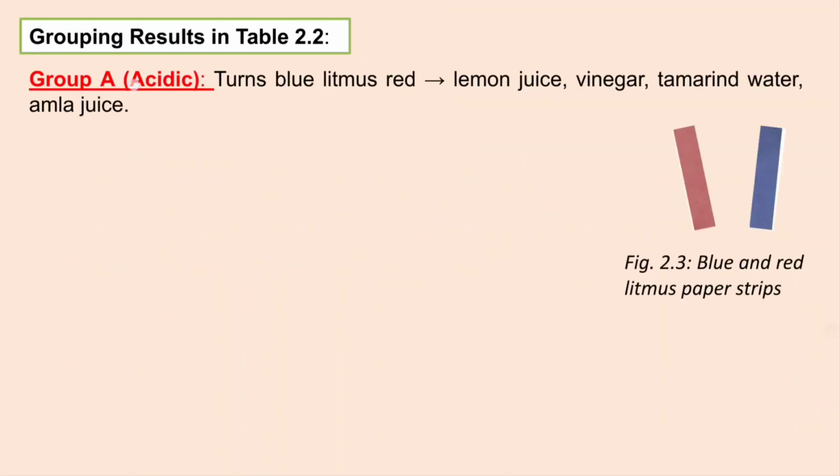Group A was all acidic. We wrote all the acidic ones into group A, which turn blue litmus paper red: lemon juice, vinegar, tamarind water and amla juice. These were acidic in nature. And see, this is the litmus paper. Next, in group B, what do we observe?